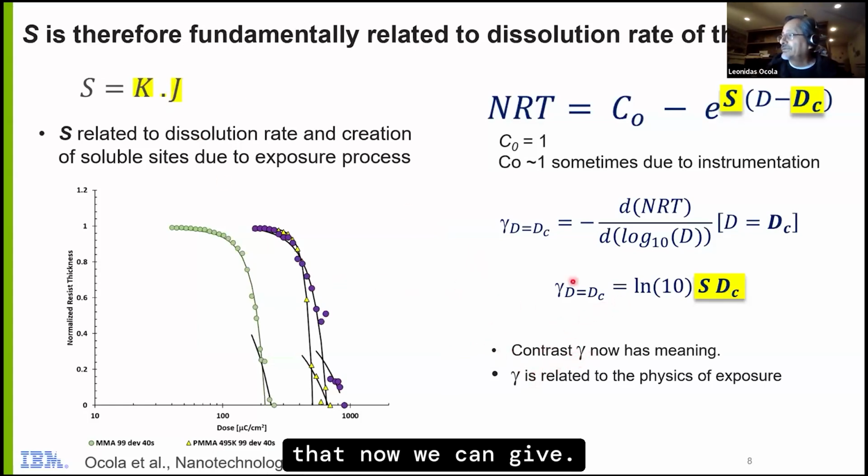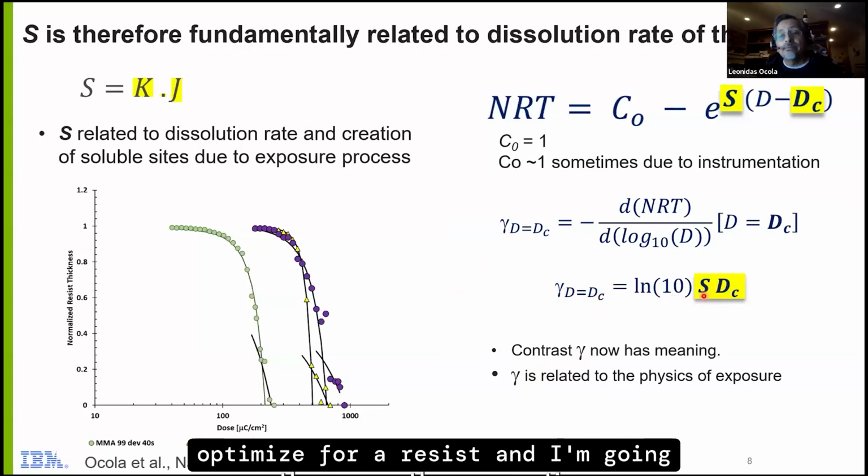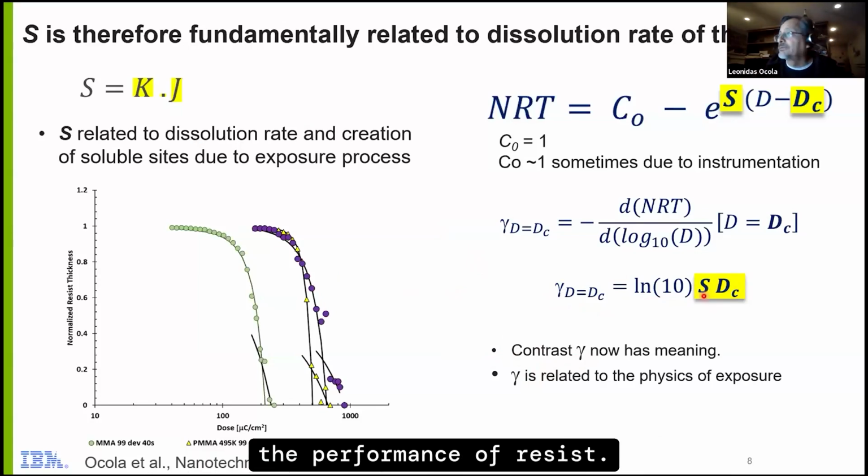Now we can give a physical meaning to contrast, but we're going to show that these are the properties that you want to optimize for a resist, and I'm going to show how they're used to optimize the performance of resist.